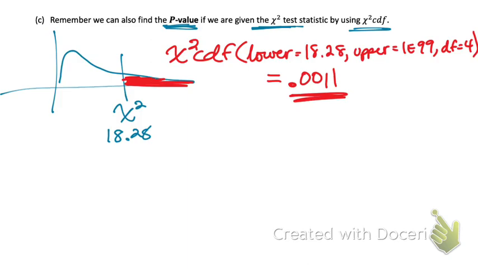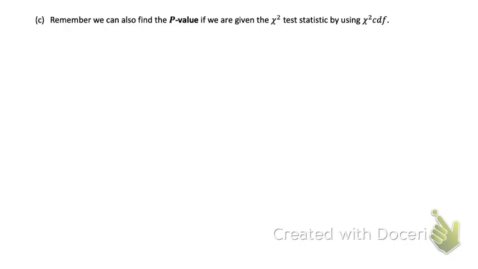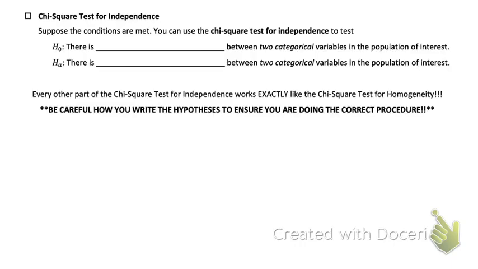All right, guys, what questions do you have about that? Okay, I have really good news for you. We're not done. Chi-squared test for independence: everything works exactly the same. There is no association versus there is an association. That is the only thing that's different. Everything else is the same.